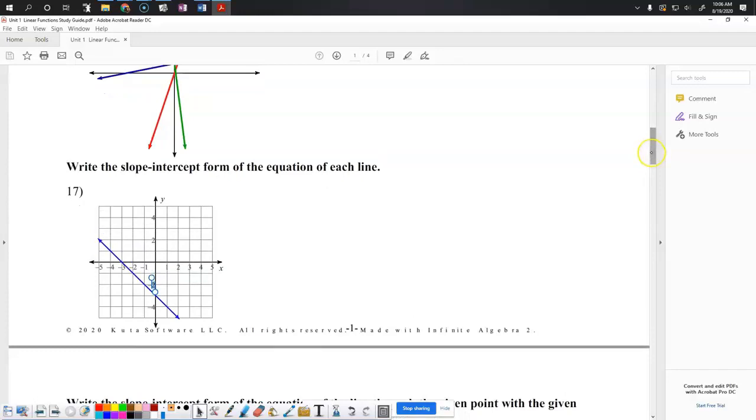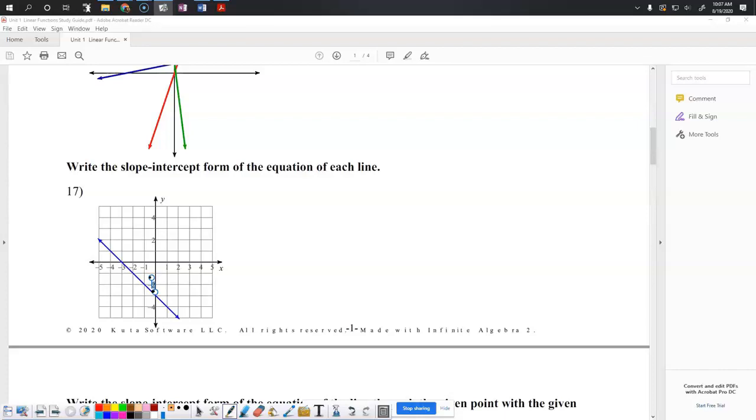All right, let's go ahead and write number 17. Write the slope-intercept form of the equation of each line. I'm not too sure what these little dots are doing on the graph. I think that's a typo. We can ignore those. So there's a long way and a short way. I'll do the long way first.